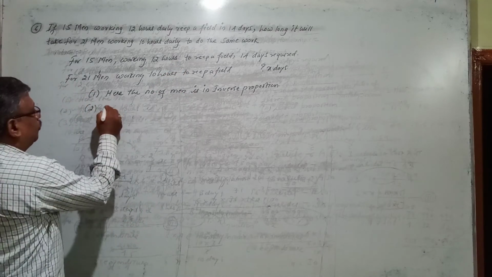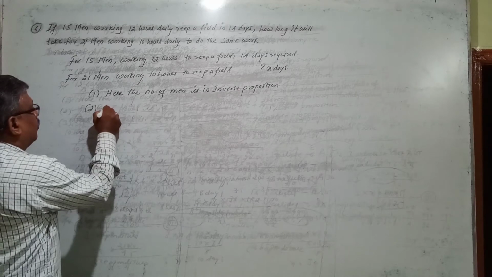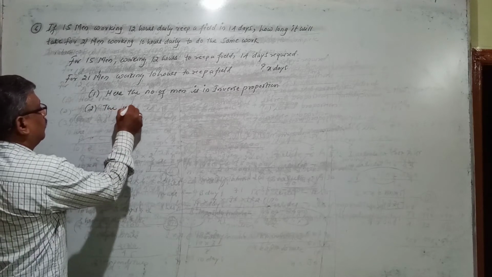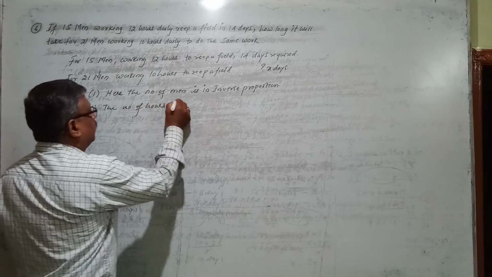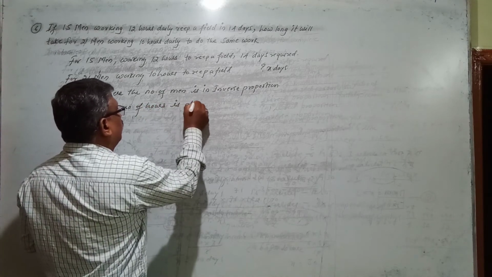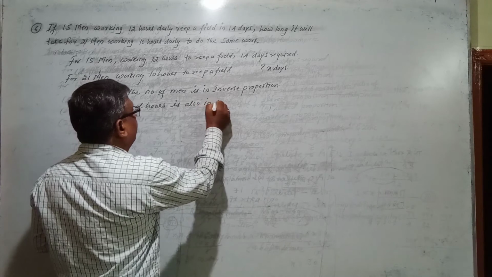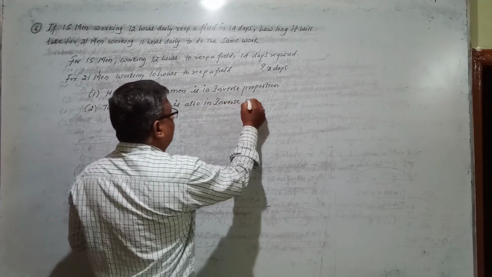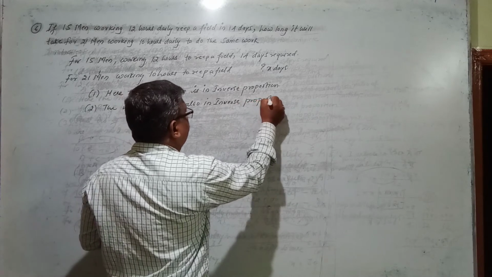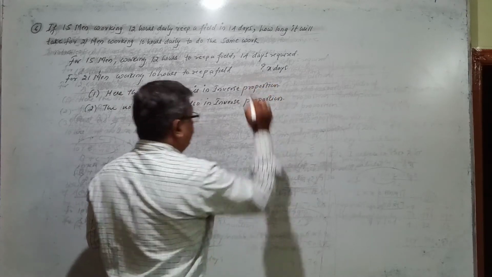So for number 2, you write: the number of hours is also in inverse proportion. Okay?